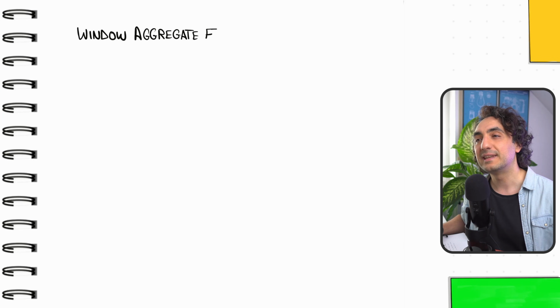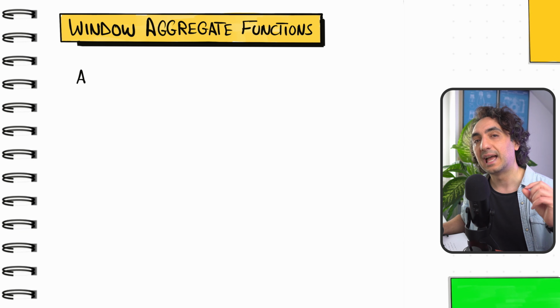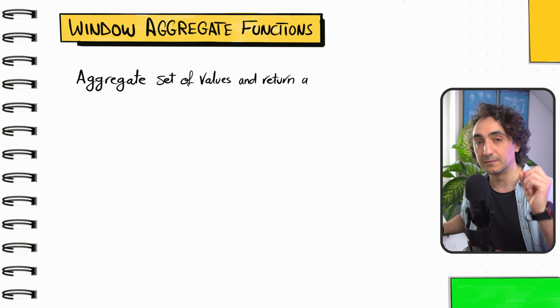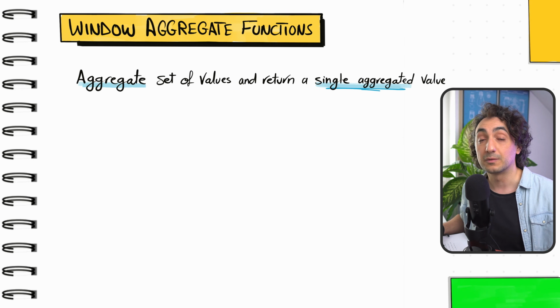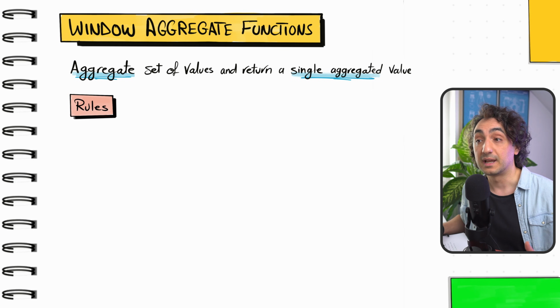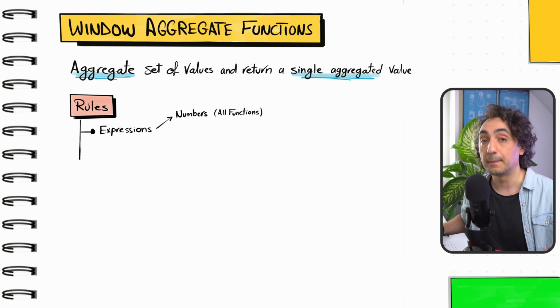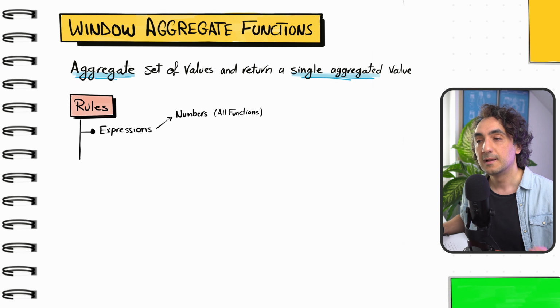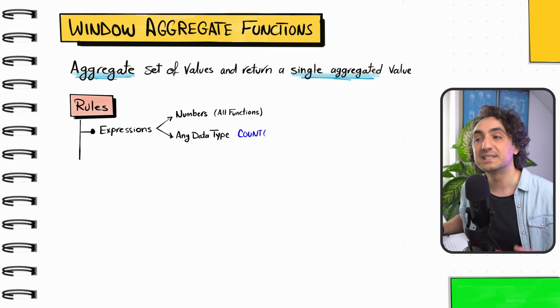Alright friends, so now let's do a quick recap about the window aggregate functions. What they do is aggregate a set of values and return a single aggregated value for each row. So it's very similar to the group by, but here we don't lose details. Now to the next point, what are the rules for the syntax? About the expressions, they all expect a number in the expression. So you have to pass a number like sales or any integer, but only for the count, you can use any data type.